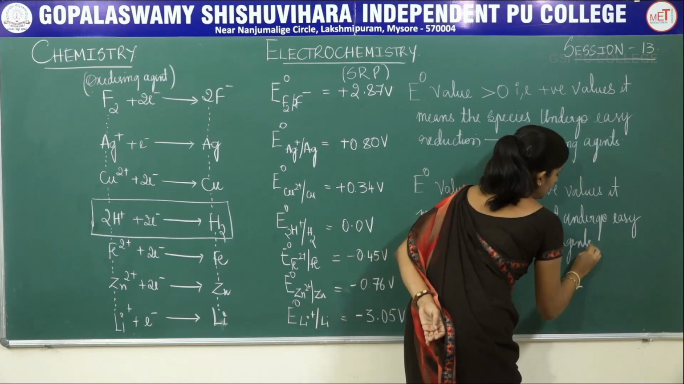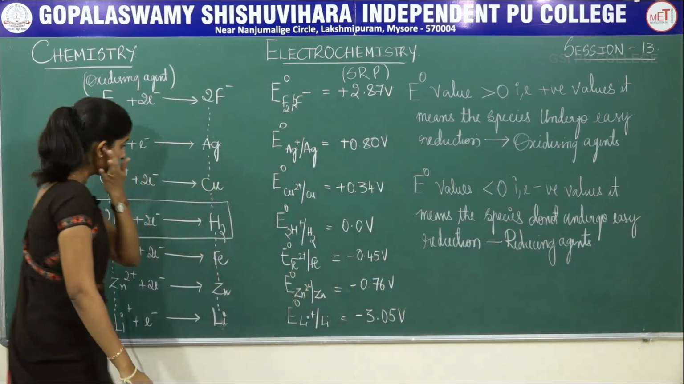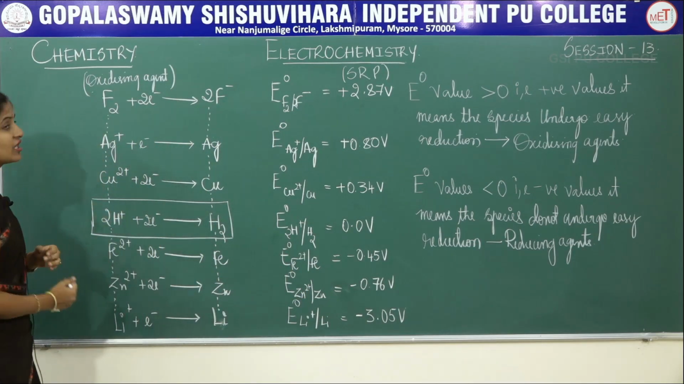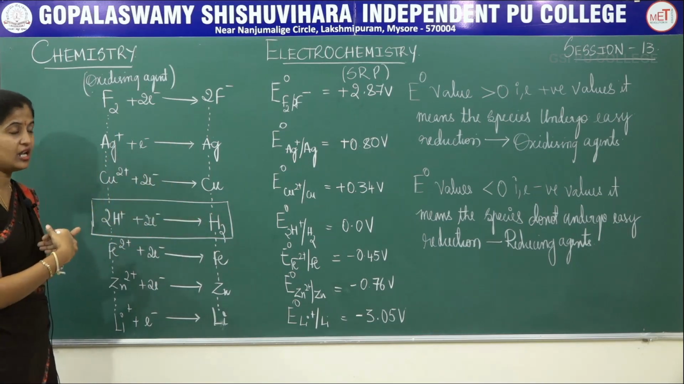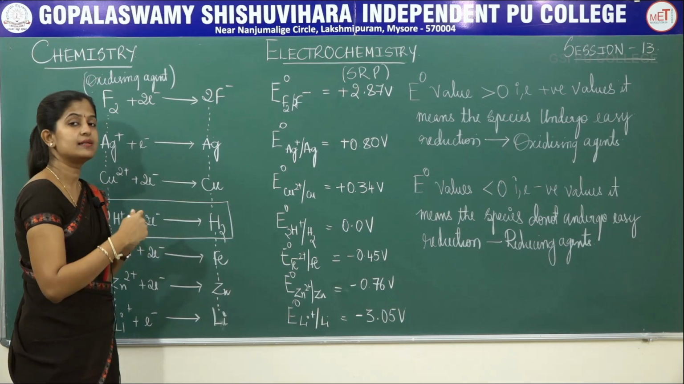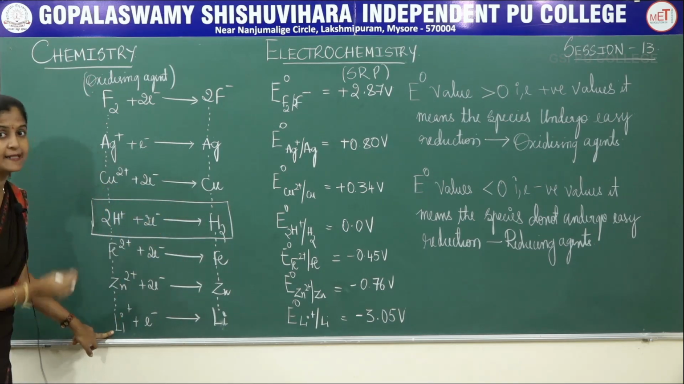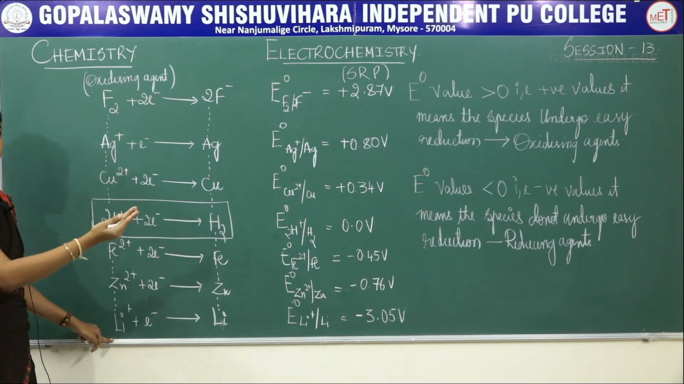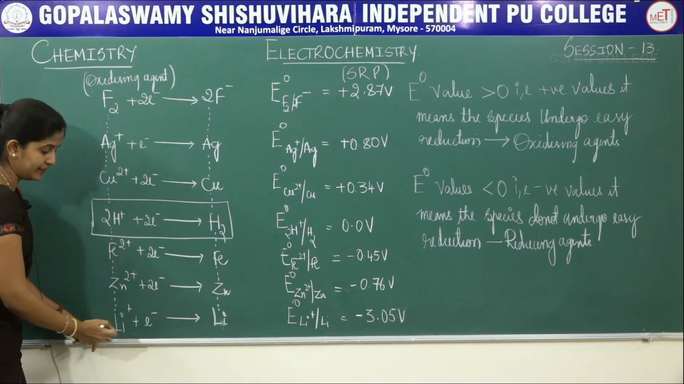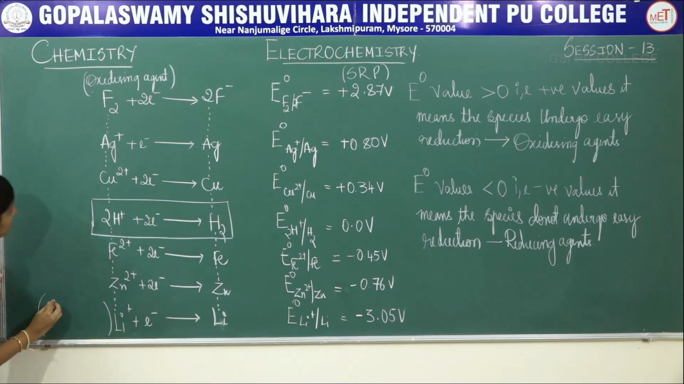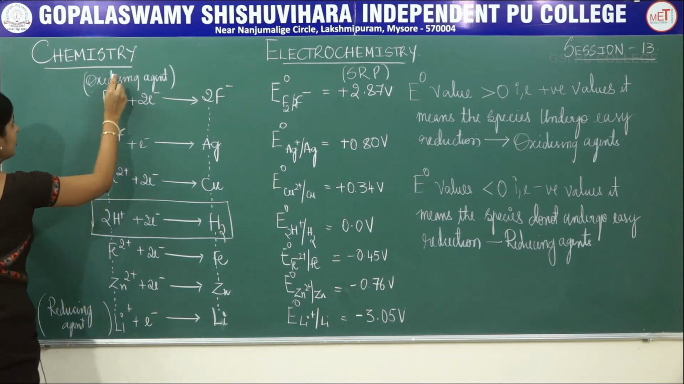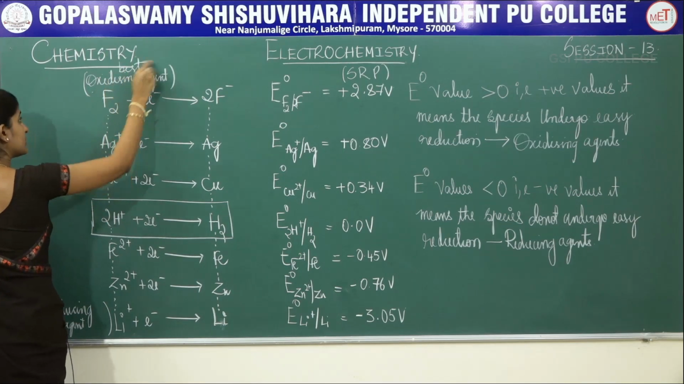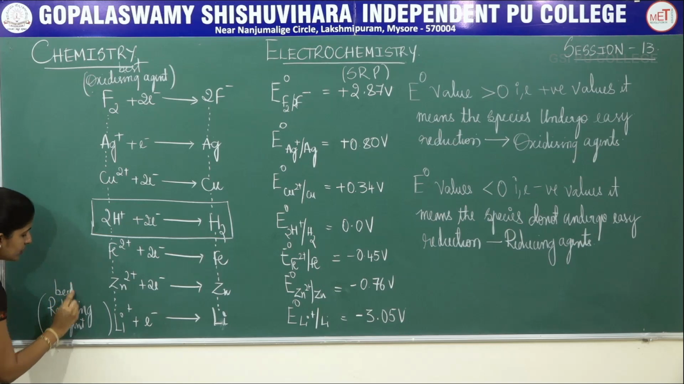The elements above hydrogen are good oxidizing agents. They accept electrons from other species, itself undergoes reduction and other species undergo oxidation. So as a result, oxidizing agent. While if you come to lithium, it is the best reducing agent, that is it readily gives electrons when compared to all these above elements. As a result, lithium I can call the best reducing agent. This is the best oxidizing agent, and this is your best reducing agent.